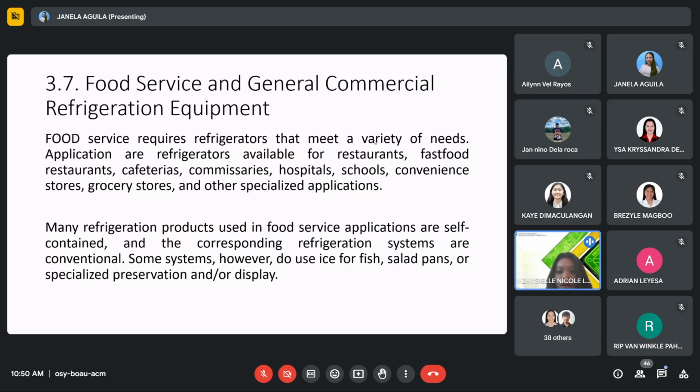So some systems, however, do use ice for fish, salad pans, or specialized preservation and or display. Kahit po may mga refrigeration systems na tayo na maaasahan, may mga instances po na ginagamit pa rin po ang ice for certain food items na need i-display or i-present para sa mga customers. Like the ones we see po sa mga supermarkets in terms of seafood. Then, ginagamit din po ang ice to keep salad pans chilled as well as for other specialized preservation.